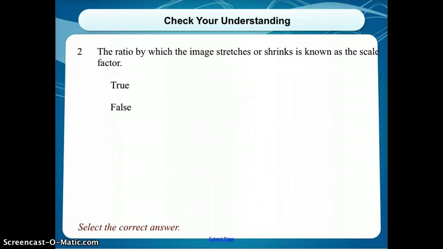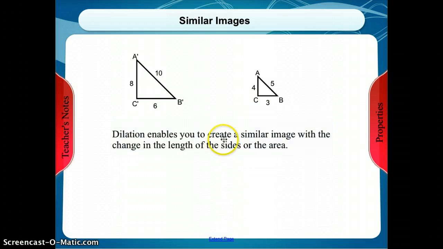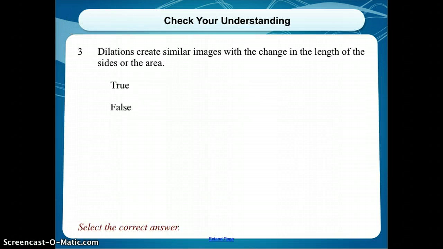The first question underneath this video is going to be this question here, so you can answer it on your own. The ratio by which the image stretches or shrinks is known as the scale factor. True or false? You can answer that question now and then continue on with the video. Similar images are created by multiplying the same scale factor to each dimension. In this case, our original figure, ABC, has each side multiplied by a scale factor of 2. So every time we create a new image by multiplying each side length by the same scale factor, we create similar figures.